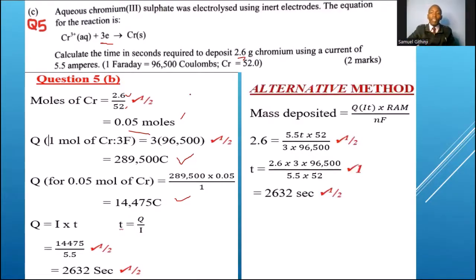The second way, there may be a number of students who combine the formulae. The mass deposited will be the quantity of electricity, that is I T, times the relative atomic mass, divided by the number of moles of electrons times the Faraday's constant. If the student does that combined, well and good. The working is seen, the marking points are well done, and the answer is correct. The student is able to score the 3 marks, the 2 marks.